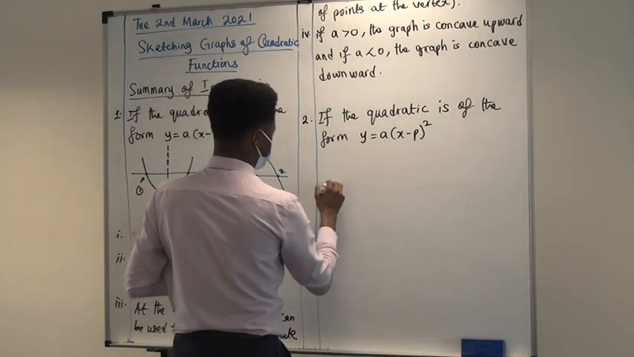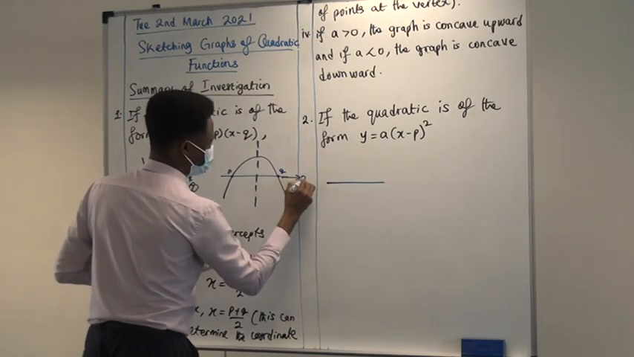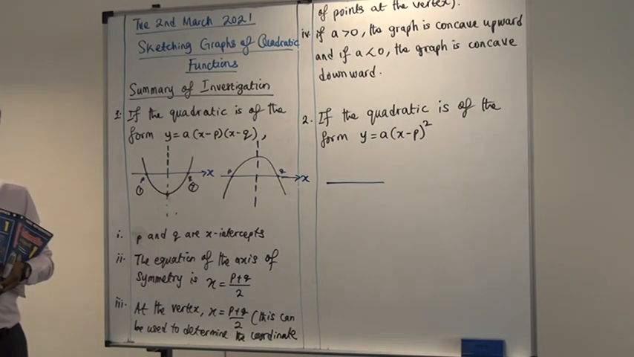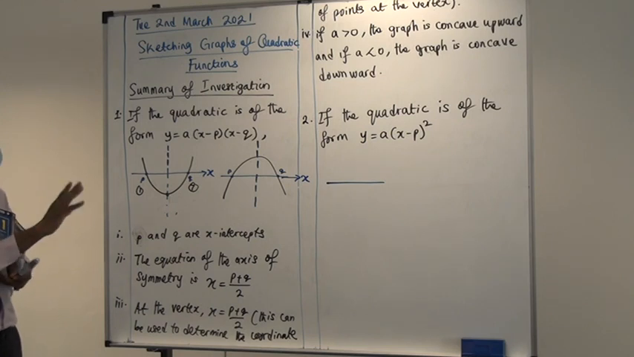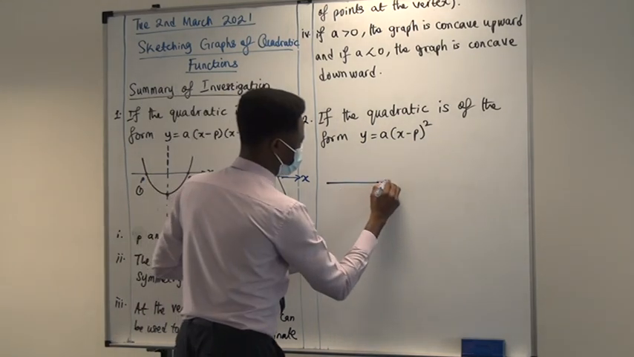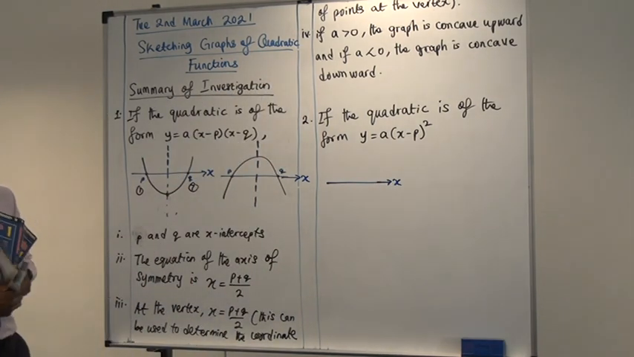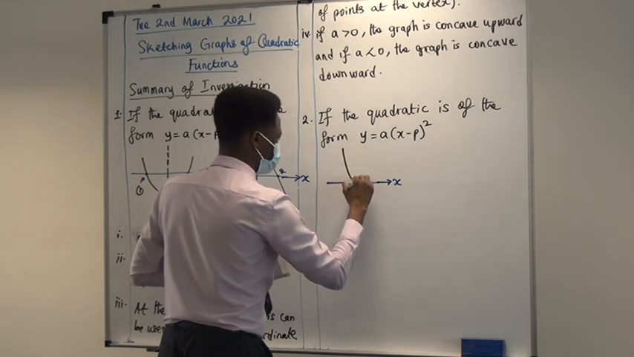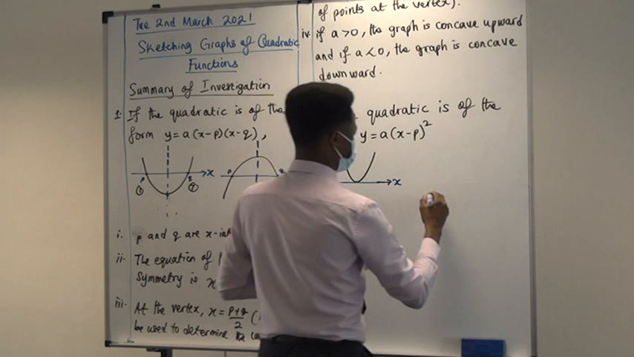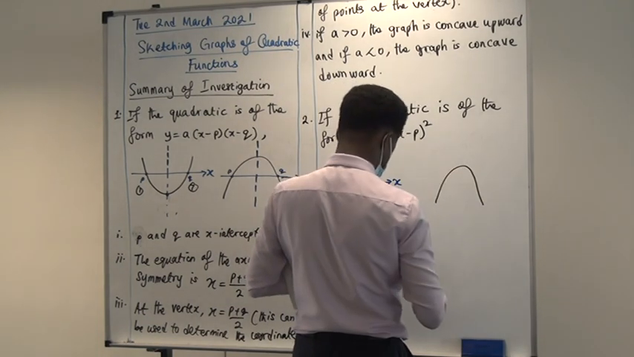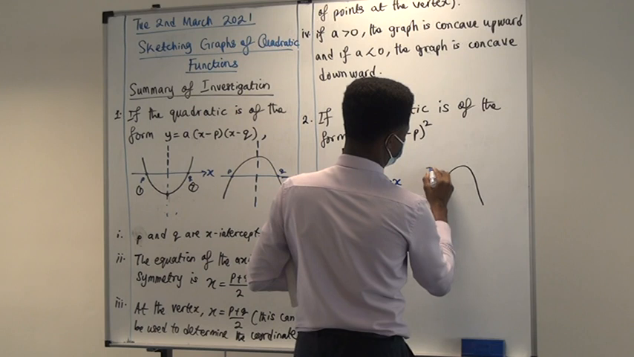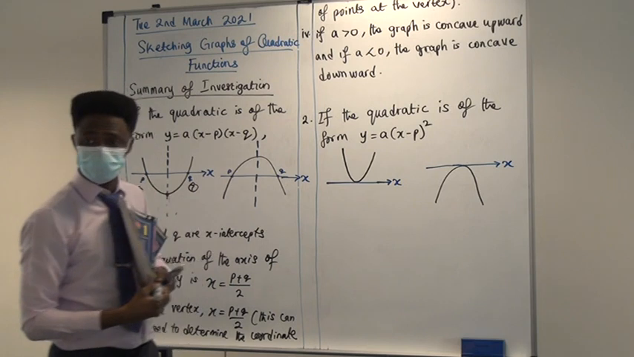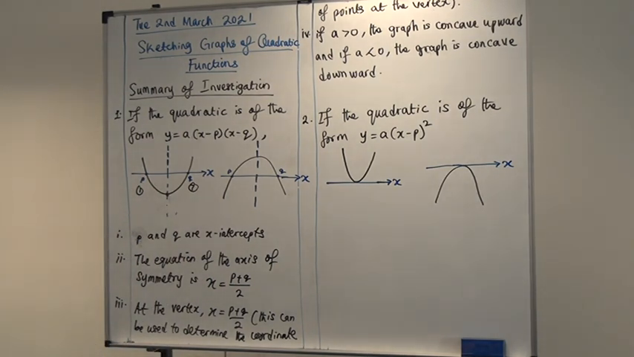Maybe I put here x. We are not focusing on the y-axis, for now we don't need it. So all this blue line that I'm drawing is the x-axis, please. In this case, it's going to either touch like this or like that, depending on the value of A. A determines which direction.